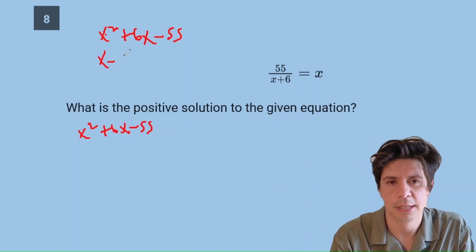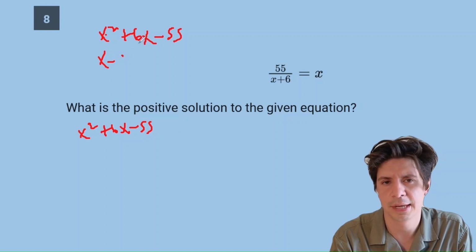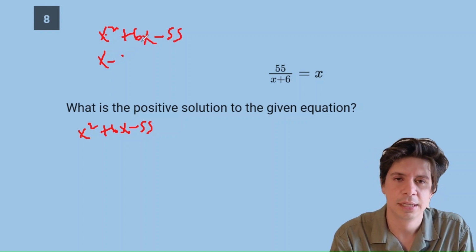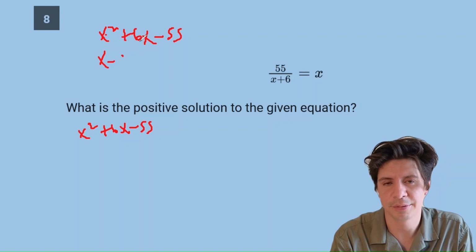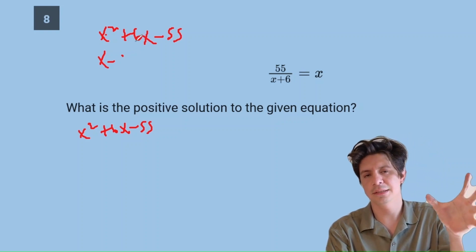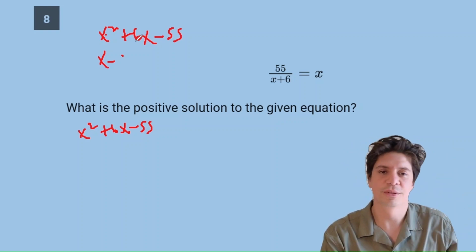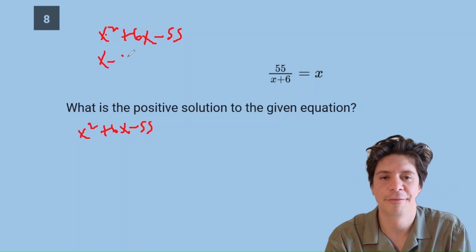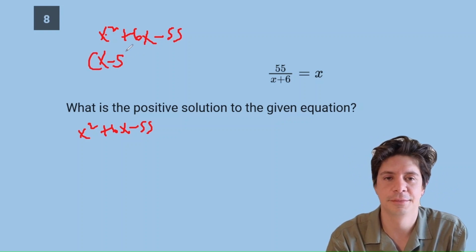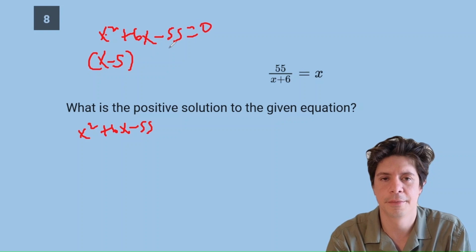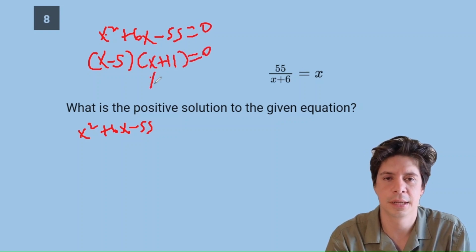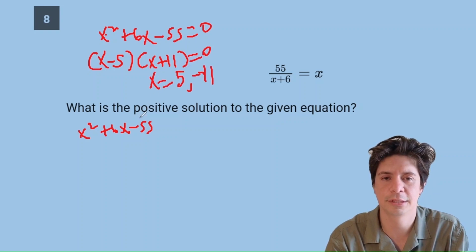So then here we're going to get x minus something, and x plus something, right? Because it's a minus sign here. So the plus is going to be bigger because it's a plus 6. So what has a difference of 6 and a product of 55? It's going to be 5 and 11. So it's going to be x minus 5 equals 0, and then x plus 11 equals 0, and then x equals 5 and negative 11. And it asks for the positive solution, so we're going to just go with 5.